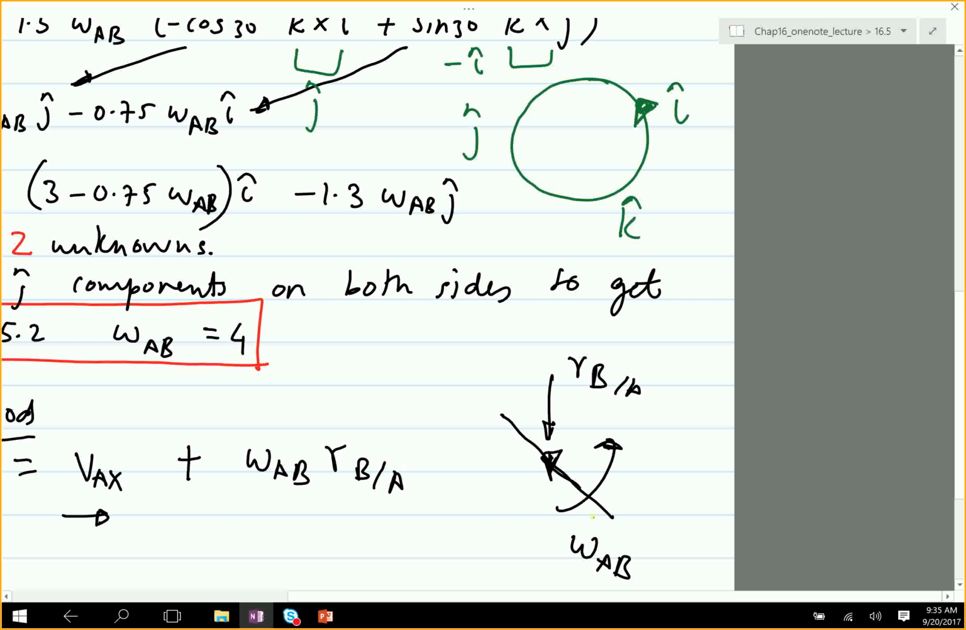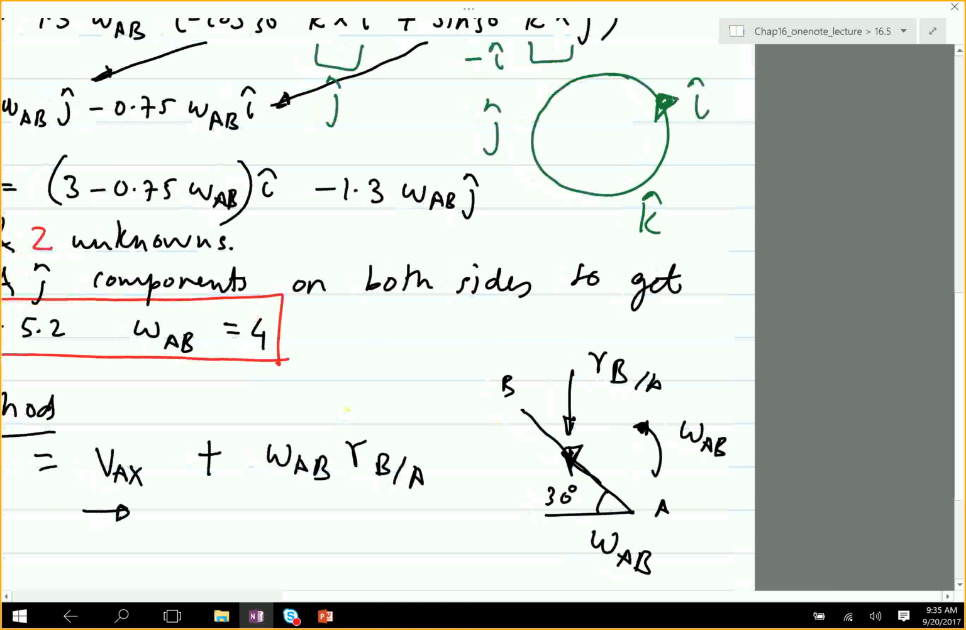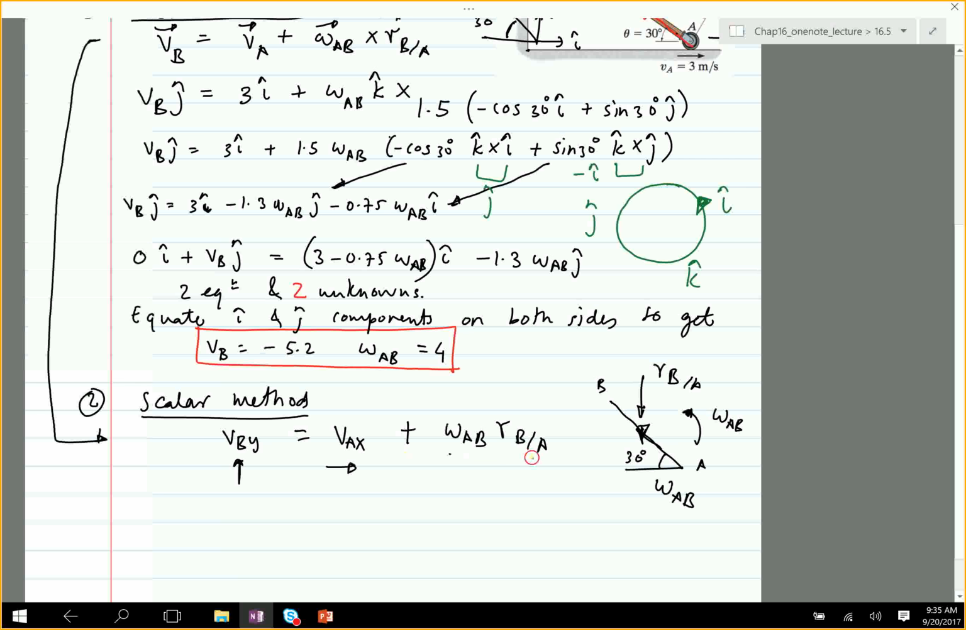So let me put a few things here. Let me draw this as 30 degrees, right? AB. I'm going to draw omega AB here. As I said, this is going to be taking the vector AB and turning it 90 degrees in the direction of omega AB. So it's going to be 90. So this angle here, what's this angle? It's 60. So this is at 60 degrees.